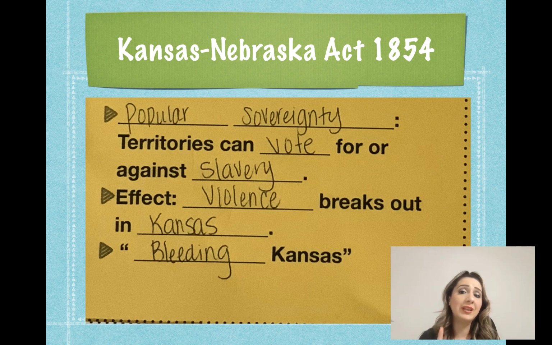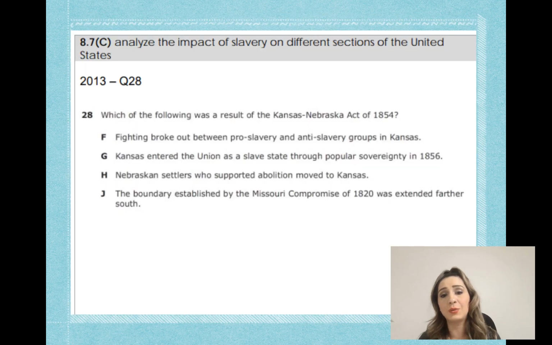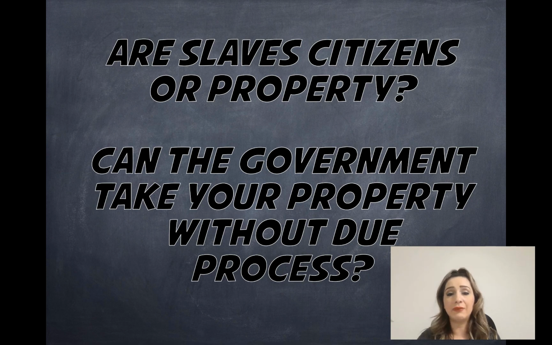So I hope you guys liked this video and that you've watched my previous ones. And there's one more left in this series leading to the Civil War. And the last one is Dred Scott versus Sanford. And our guiding question for that one is going to be, are slaves citizens or property? And if they're property, can the government take it away without due process? That means, can we make laws that take away your property without a reason?